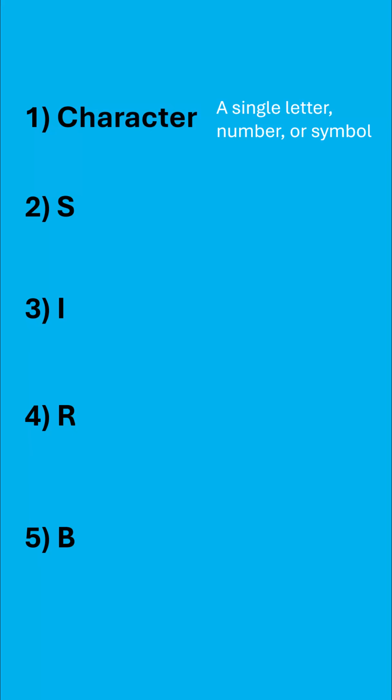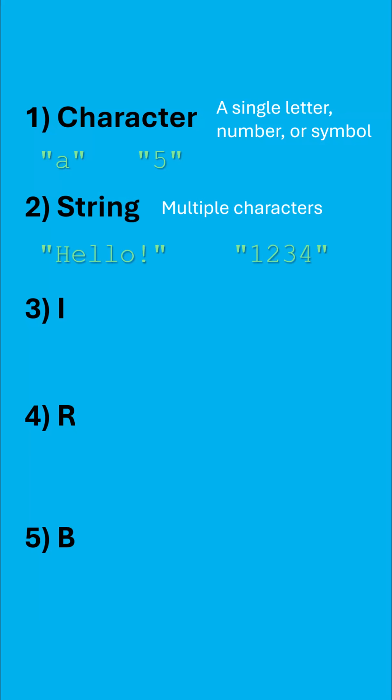This is a single letter, number or symbol, and we wrap these in quotation marks to indicate their characters. A string is just a sequence of characters. These can contain numbers. An integer is a whole number. These are written without quotation marks, and they can be negative as well.